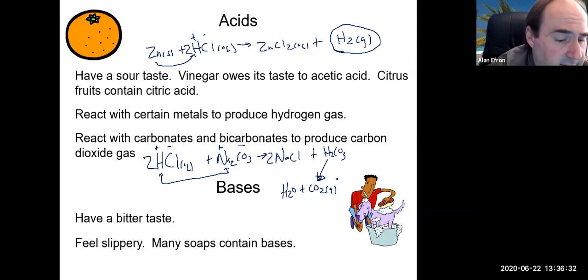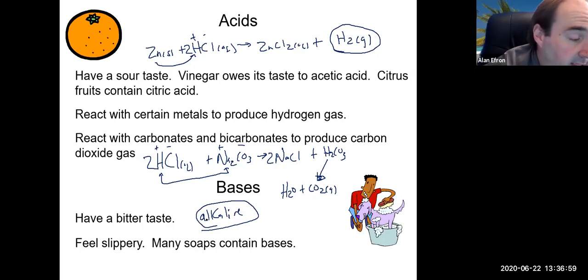Now, bases, on the other hand, have a bitter taste. Obviously, you shouldn't taste any acids or bases. A lot of soaps are basic, so things like Drano, drain cleaner, soaps, those types of things are in the basic range. When we talk about basic, a word oftentimes used is alkaline. And alkaline means basic.